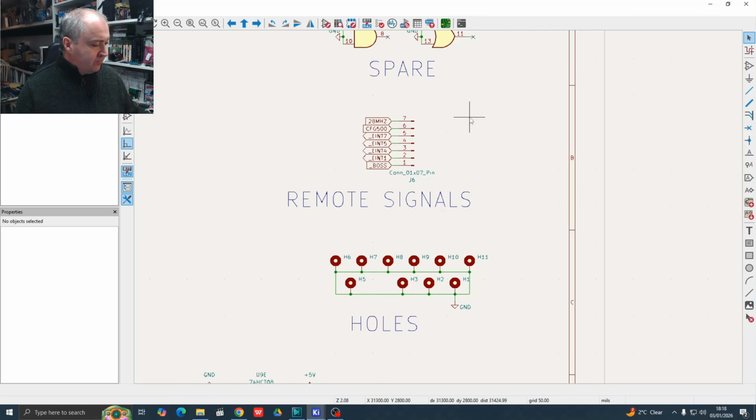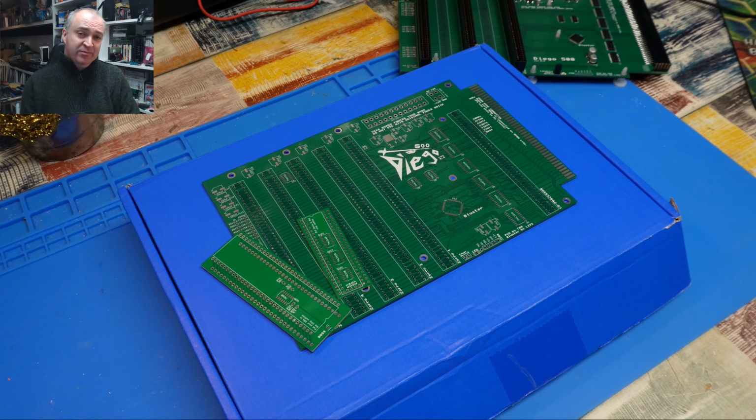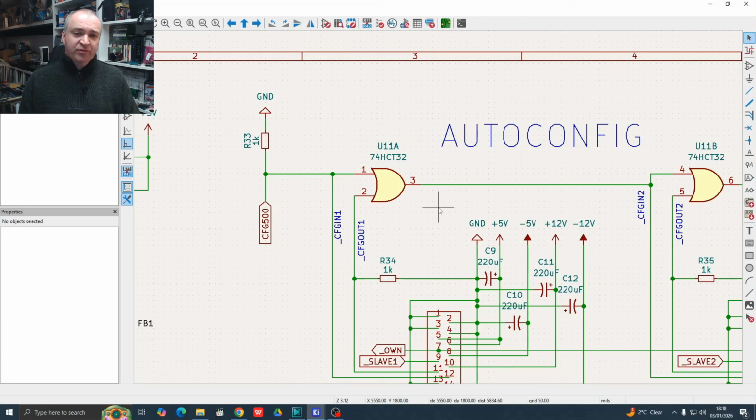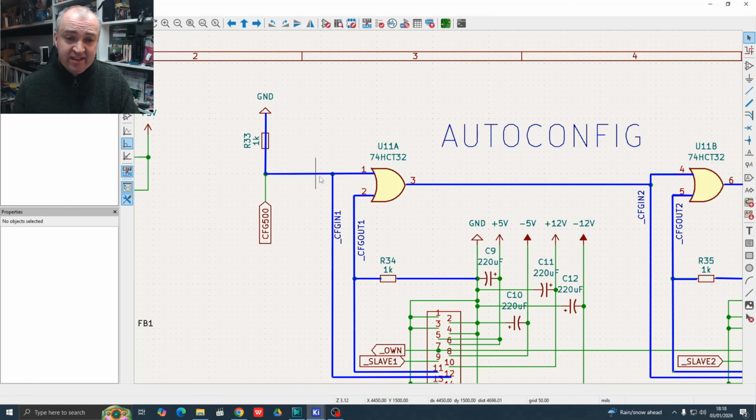The auto config chain on the Zorro side of things is beautifully simple. It really is. Every card presents its auto config information to the Amiga at the same address space, but it's all handled by a 7432. Essentially, the input gets pulled low, the config in, that is. Your first card will see that. Its config out will be held high until it's done its negotiation with the Amiga. Once it's done that, that config out goes low, driving the next config in low. And it just continues like that.